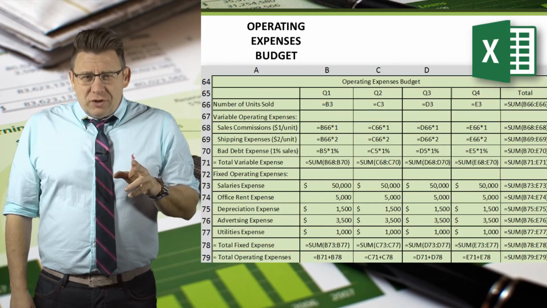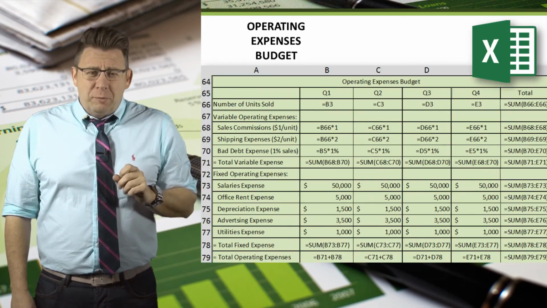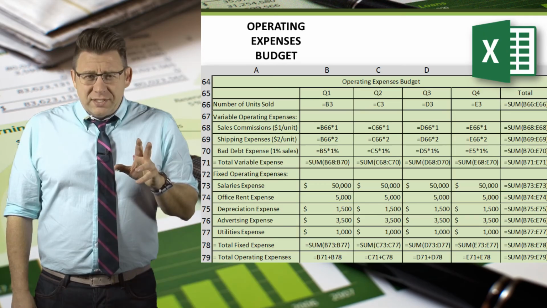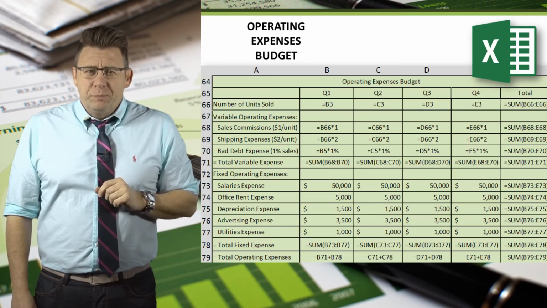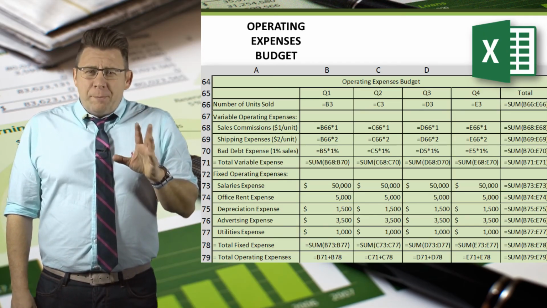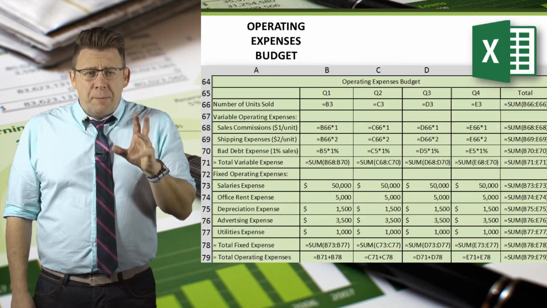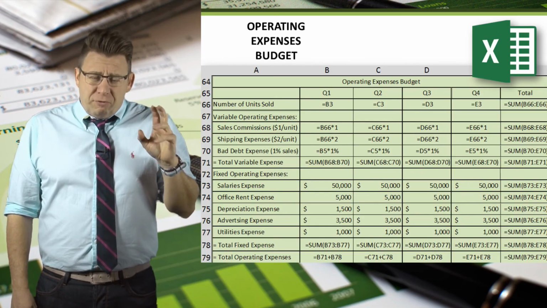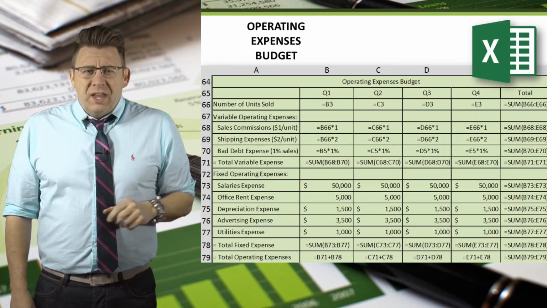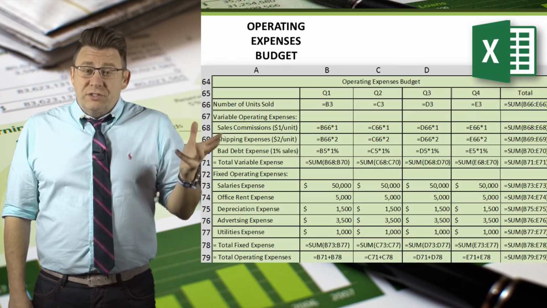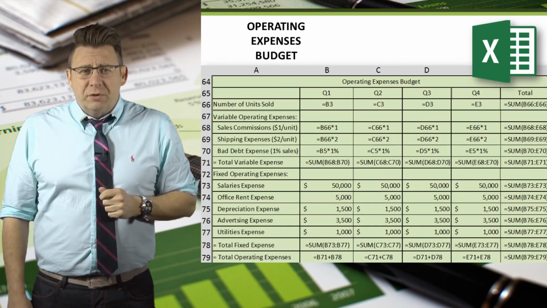Additionally, sales commission and shipping expense are formulas using given rates times sales volume. Total variable operating expenses, total fixed operating expenses, and total operating expenses are formulas as I've shown here. Finally, some of the numbers I've just assumed because I want to keep the examples straightforward.